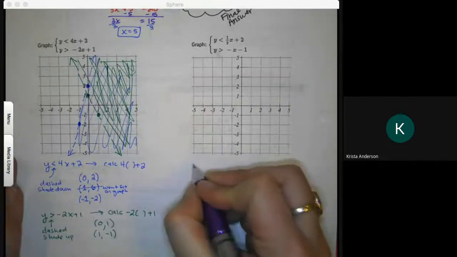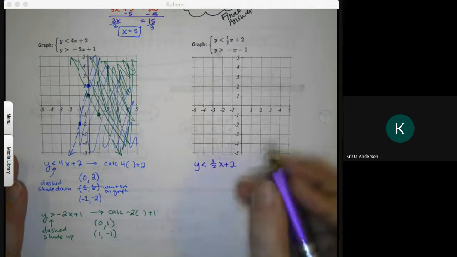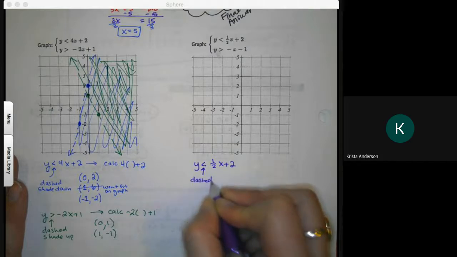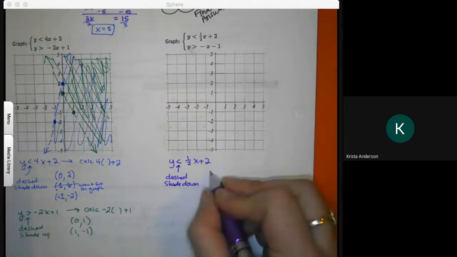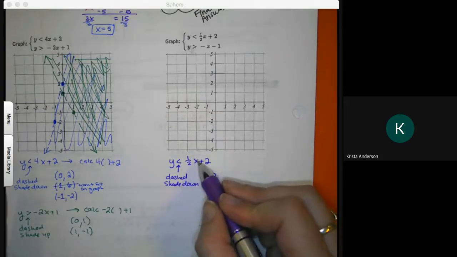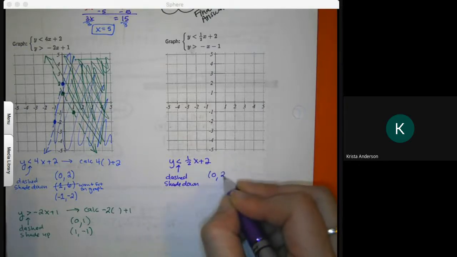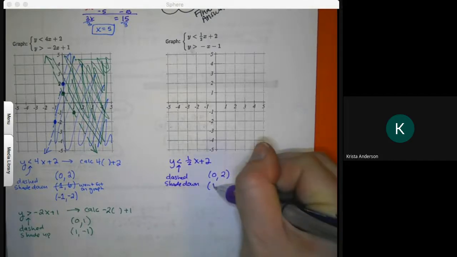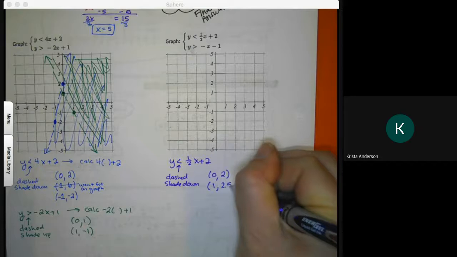Second graph. Y is less than half of x plus 2. Dash. Shade down. If I plug a 0 in, the half becomes a 0. 0 plus 2 is 2. What happens if I plug a 1 in? 1 times a half is 1/2. 1/2 plus 2. I get a decimal.